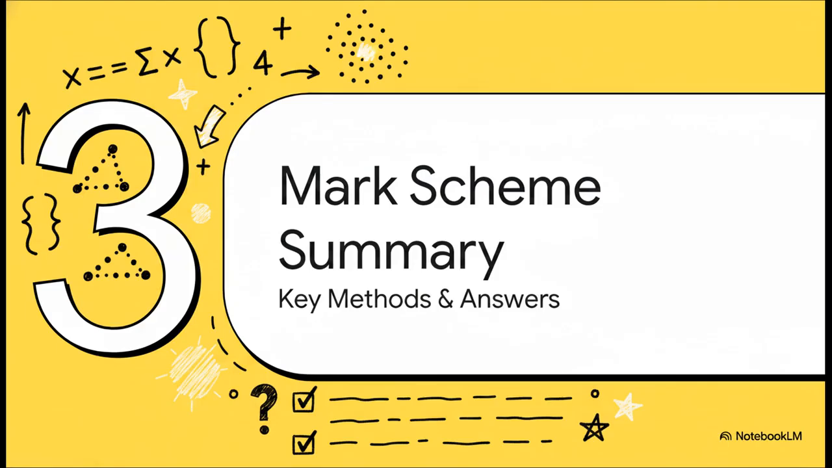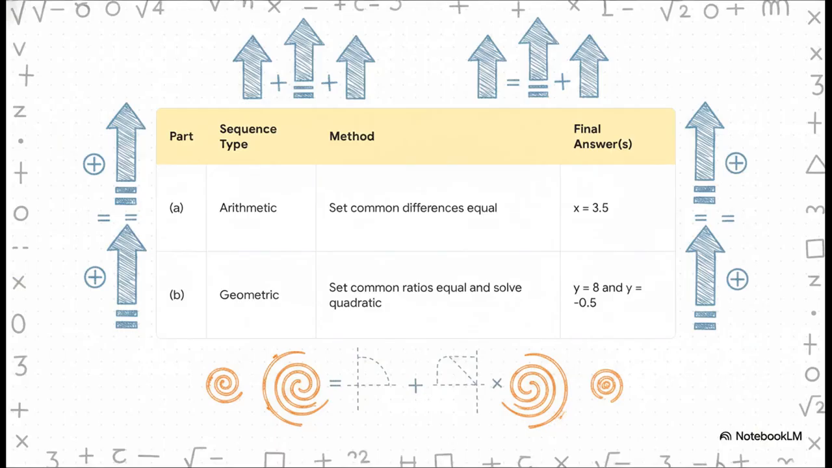So let's just do a quick recap of everything we did, laid out nice and clearly, just like you'd see it on a mark scheme. This little table really sums it all up, doesn't it? For part A, the arithmetic one, our method was to set the common differences equal. That got us our answer x equals 3.5. Then for part B, the geometric one, the method was to set the common ratios equal. That led us down the road to a quadratic equation, which gave us two possible answers, y equals 8 and y equals minus 0.5. So there we have it.